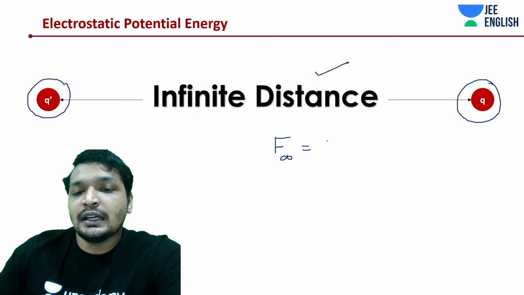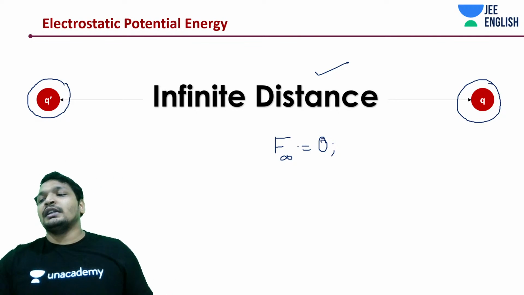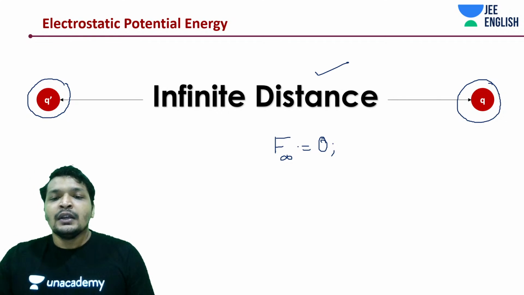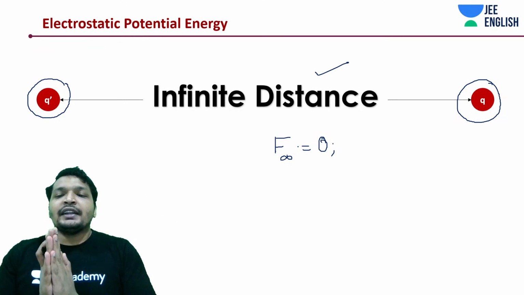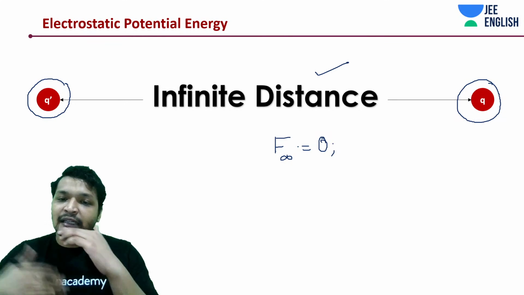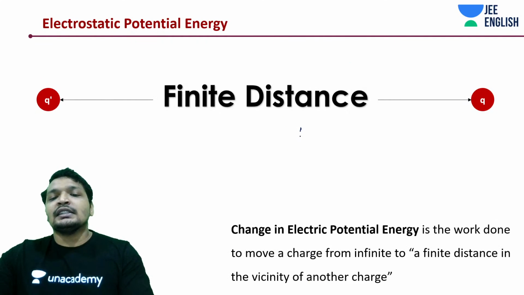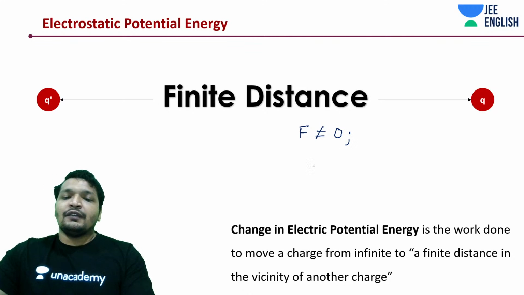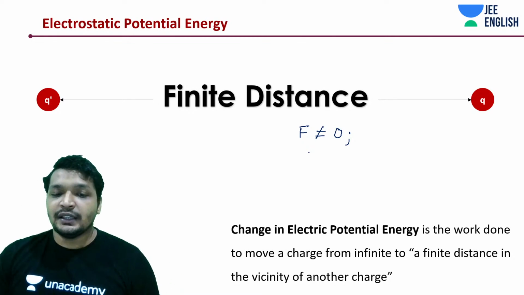They are at infinite distance, the force on them would be 0, and probably you cannot say that they have any kind of potential energy. Now the thing is, let's say you take these charges and move them to a finite distance. Instead of keeping it at infinite distance, you have given it a finite distance. Now the force is not equal to 0. And of course, there has to be some work done to move these charges from infinite distance to finite distance.